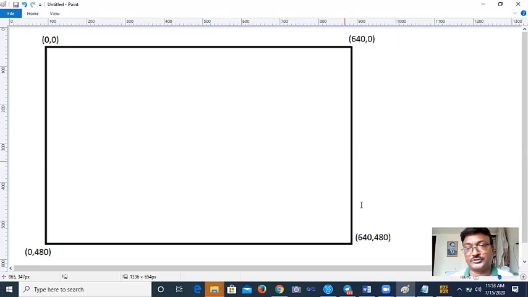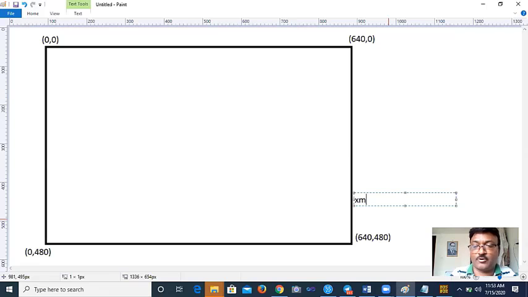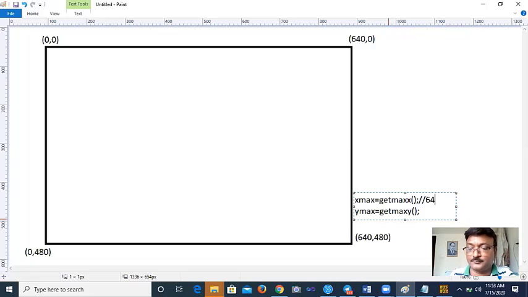For that there is an inbuilt function. Suppose I consider a variable xmax, the maximum value of x. What is xmax? I store the 640 value, using the inbuilt function getmaxx. What does getmaxx return? 640, the maximum value of x. And ymax is getmaxy. These are the inbuilt functions you can use, or you can assign 640 and 480 directly.